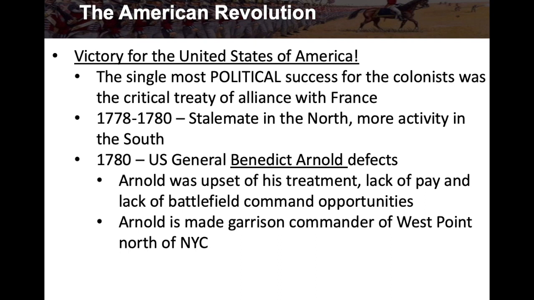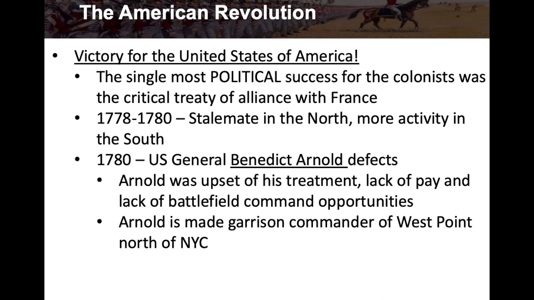And the story behind this is that Arnold was upset at his treatment by the U.S. military. He had been a successful general, won some battles, showed battlefield bravery, was wounded in the leg, but he felt that he was being treated poorly by the military because they did not give him pay, and also because of a lack of more battlefield command opportunities. He was trying to get promoted, and one way for promotion to come faster is if you have experience in battle, and definitely if you're successful in battle, which he was.